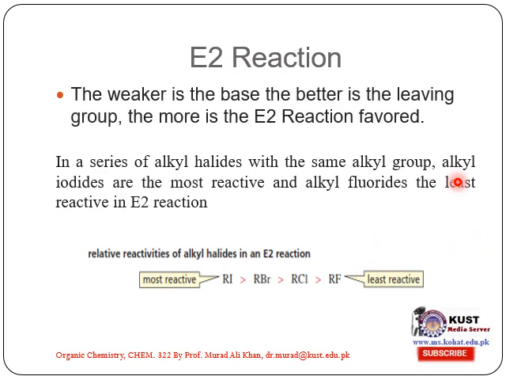The weaker the base, the better the leaving group. So the more the E2 reaction is favored. The weaker the base, here iodide, the better the leaving group. So the weaker it is, the better the leaving group it will be, and the more the E2 reaction is favored. And it will favor the E2 reaction.